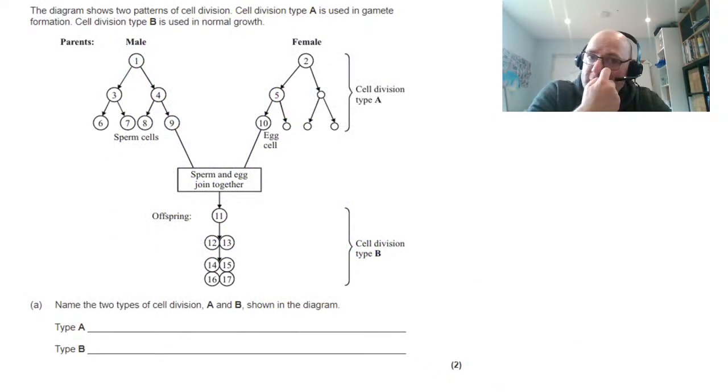God, I think I went a bit overboard with the questions. All right. Name the two types of cell division in A and B. This one's pretty difficult. This is a really hard question, but let's zing through it. The diagram shows two patterns of cell division. Cell division type A is used in gamete formation. Oh, they've used the word gamete formation. Cell division type B is normal growth. So, what is the division in A and the division in B?